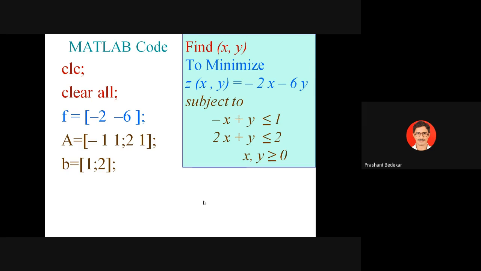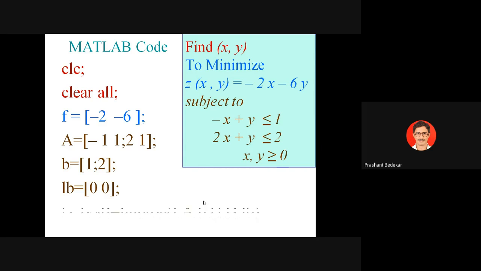In this particular problem, we do not have any equality constraint. As we do not have any equality constraint, AEQ and BEQ will be simply replaced by bracket open, bracket close. I will show you. Lower bound, the last one, x, y greater than equal to 0, indicates that the lower bound of x is 0, the lower bound of y is also 0. So LB, lower bound, is written as 0 space 0 or 0 comma 0.